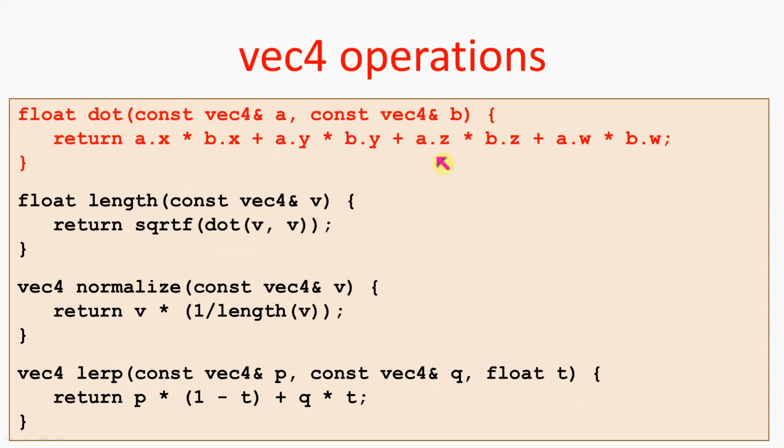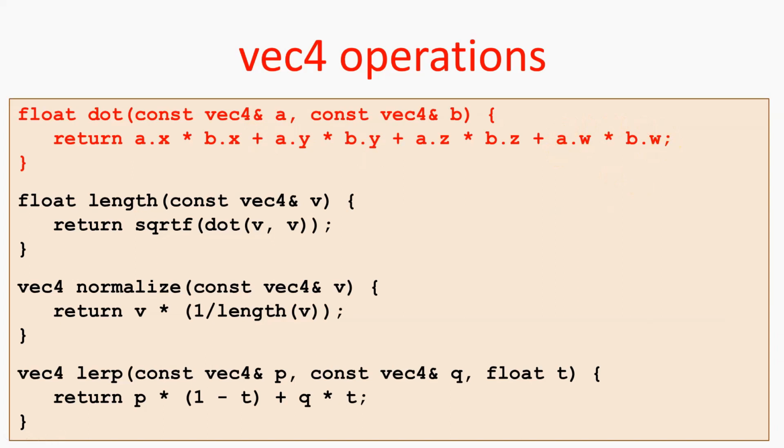So the calculation of the dot product is just the multiplication of the coordinates independently and adding up the result. We can multiply two vectors when the w coordinates are 0, so this term doesn't affect the result.